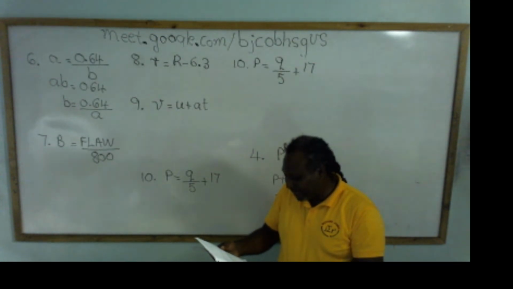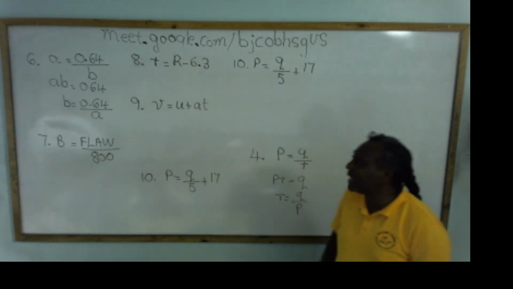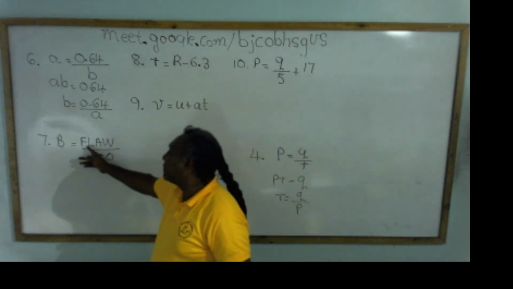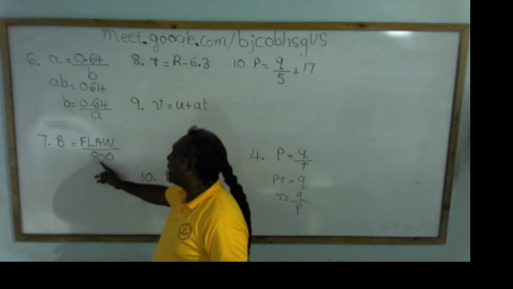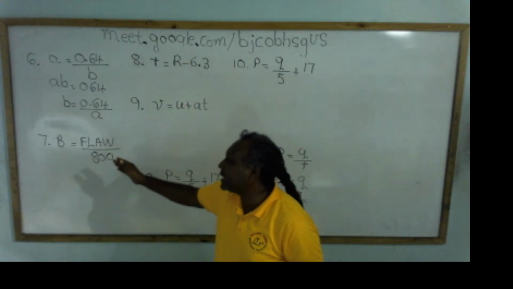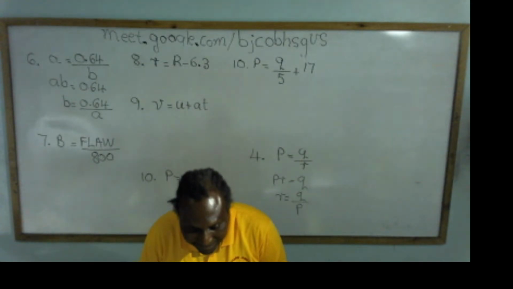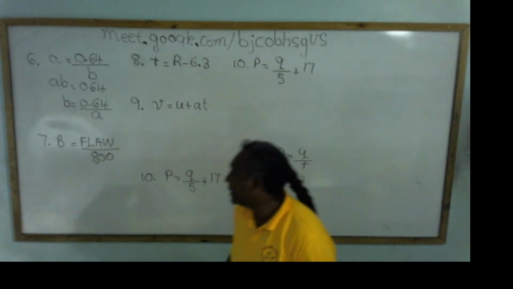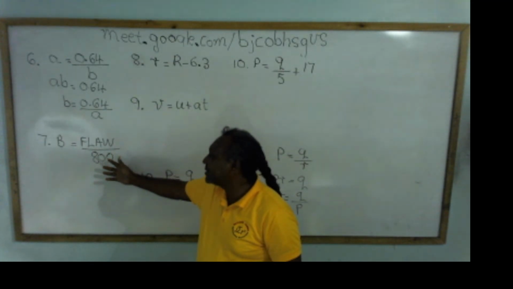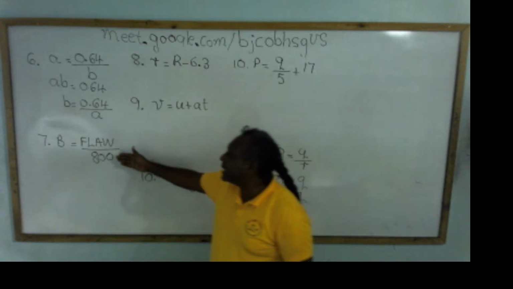So in that case, number 7, we are attempting to make f the subject of the formula. Let's see if that is what we have there. Yes. Go straight ahead and make f the subject of the formula. Now, we have FLAW over 800. Surely, the 800 is the one that is least related to the proposed subject. So the 800 that we have there in the denominator is the least related to the proposed subject. So we will eliminate the 800 first. We are dividing by 800 here.